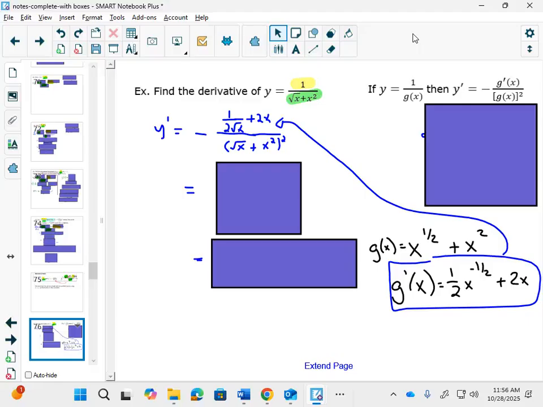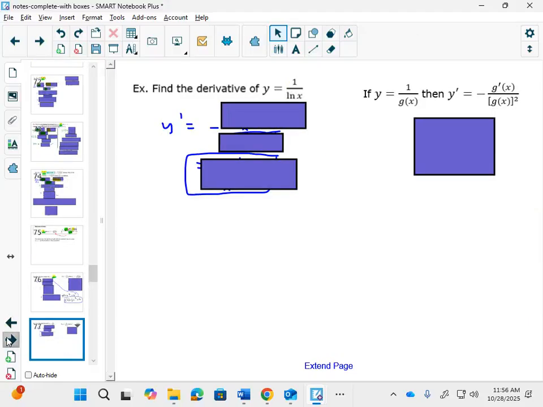So I'd like you to try the last one on your own with either the quotient rule or the reciprocal rule. You can choose either one. I will do the quotient rule first.